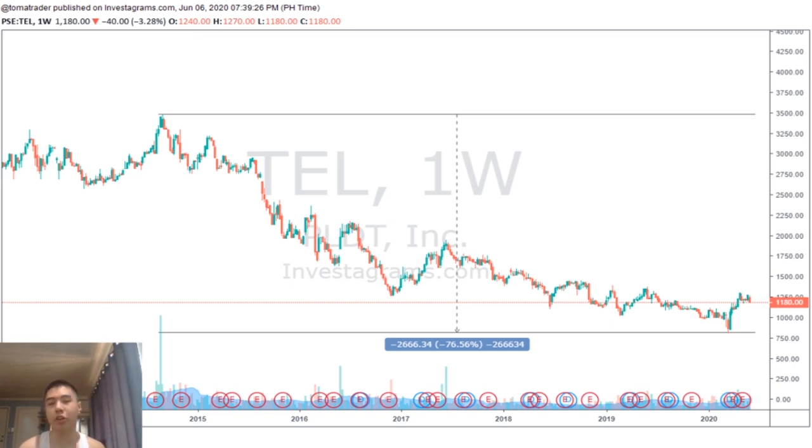But for the sake of argument, let's say nag-invest ka sa tuktok, sinawa ka mo lang. You're down 76%. Now, the question is, yung 5 years, long-term na ba yan para sa'yo? The question is, can you handle the fact na 76% down ka na in 5 years and you don't know? And the thing is, they say na eventually aangat din yan. But the question is, when will that eventually happen? That's something we cannot answer. Let me give you another example.